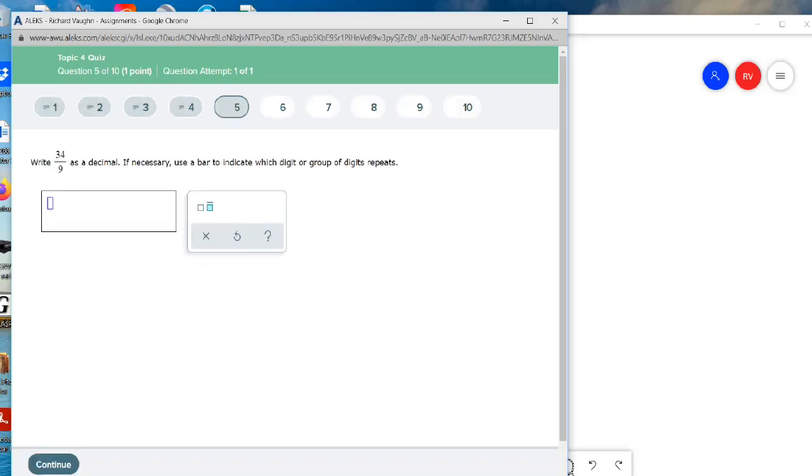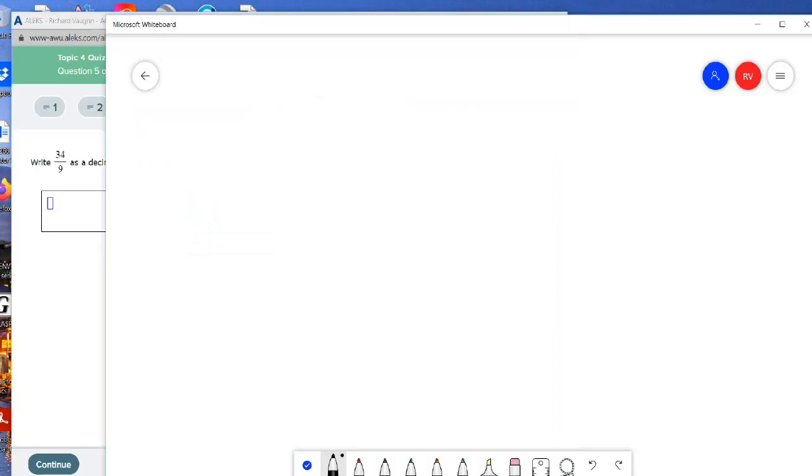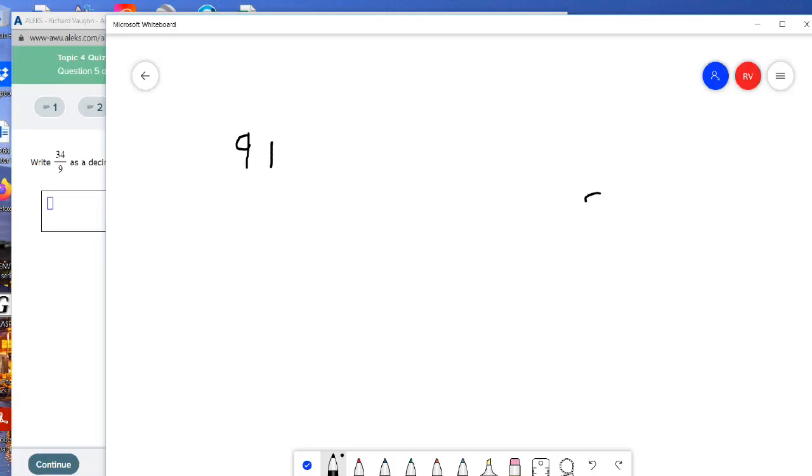Now 34 over 9 is going to be one that I actually have to work out. So I have my whiteboard open over here. I'm going to take the 9 and write it outside. Goes into 34. I'm going to place the decimal, and I'm going to add at least one 0 and maybe multiple ones. I don't know exactly how far I'm going to go until I start to see a repeating pattern.